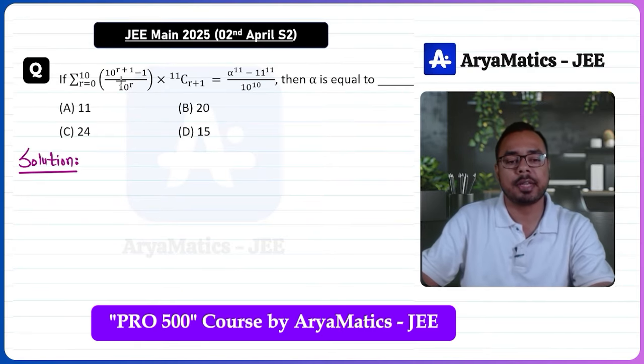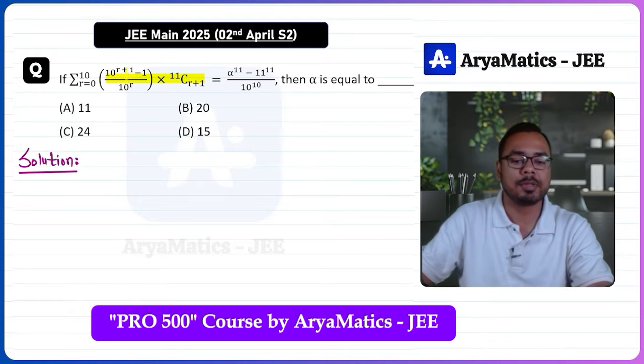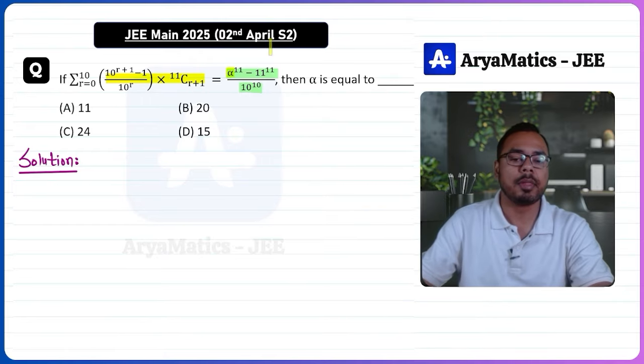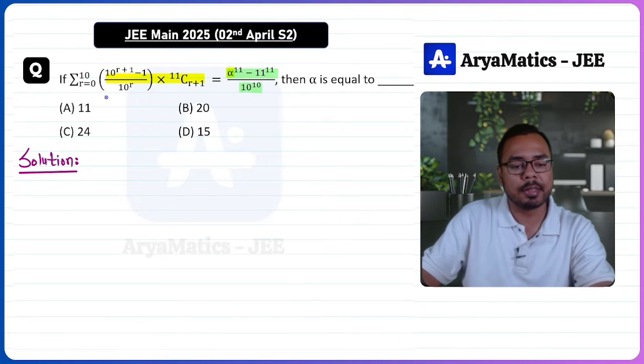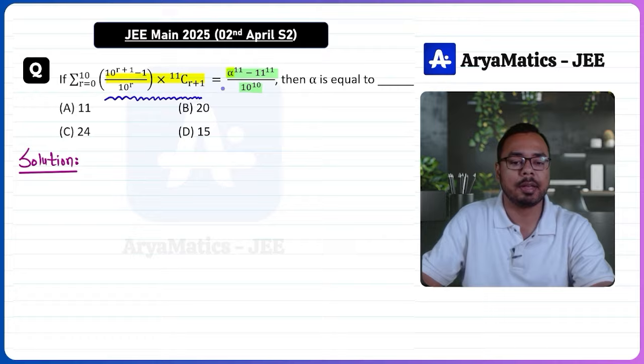If the sum of this series, we have some function of r multiplied by 11Cr plus 1, r from 0 to 10, is alpha raised to 11 minus 11 raised to 11, and this divided by 10 raised to 10, then we have to find the value of alpha. So basically, we need to find the sum of this series, and then by comparing with the right hand side, we have to find what should be the value of alpha.